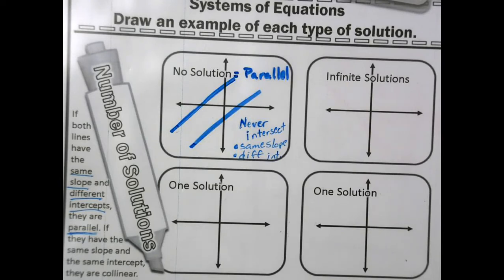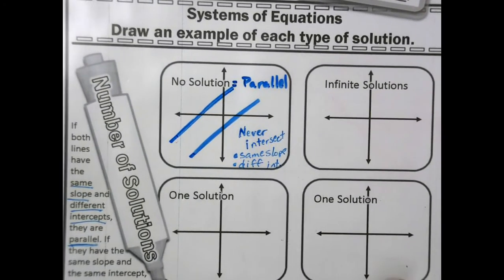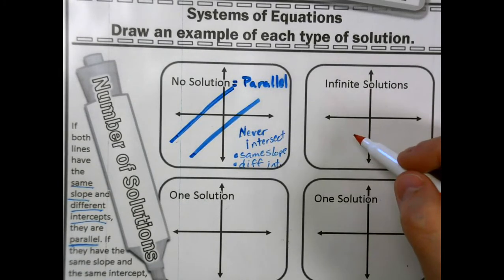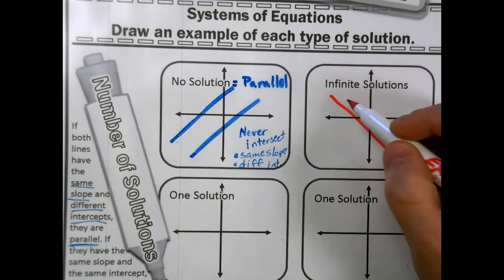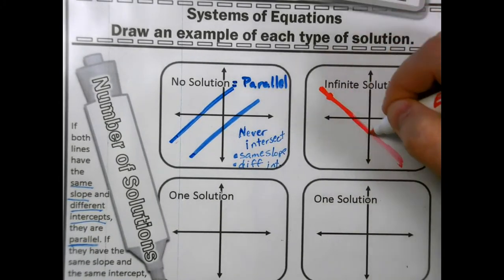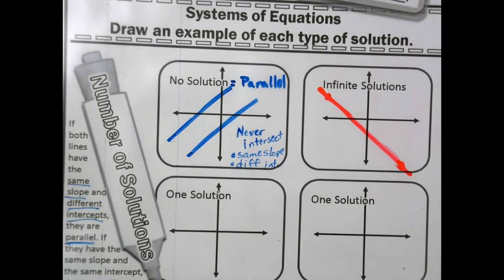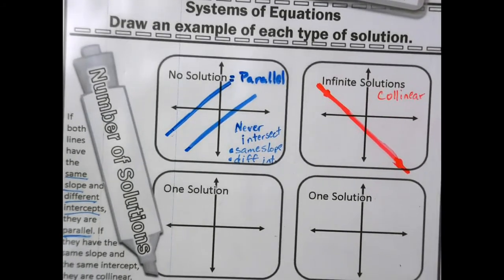Okay, what does infinite solutions look like? Infinite, doesn't it keep going? Okay, so Jordan said it's on the same line. It's the exact same line. Yep. So you've got two lines that actually are the same line. We call this collinear. Okay? Collinear.